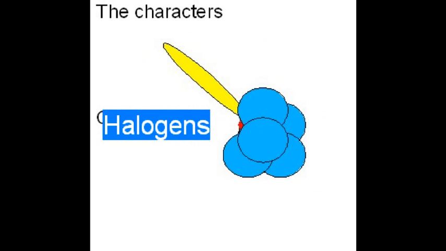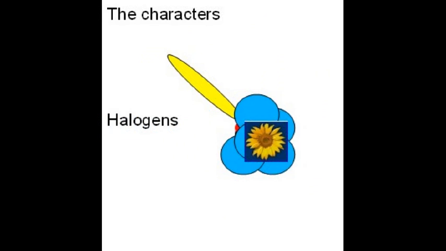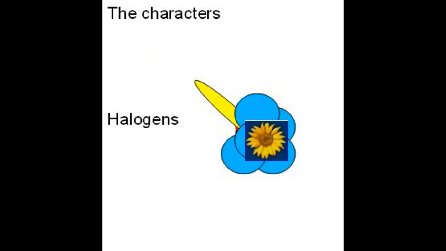Halogens have one very tightly held unpaired electron which forms very tight bonds with other atoms. Halogens are very poisonous because of their activity. Because of their attracting powers, they are like attractive flowers.